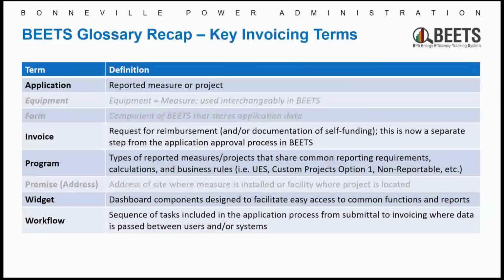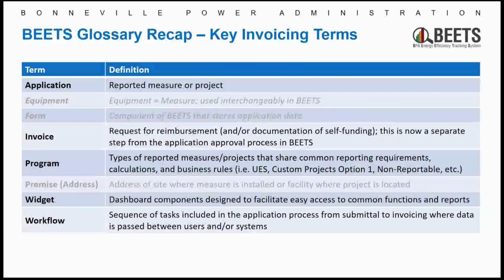The invoice is different than the application; this is the actual request for reimbursement for those applications. This also includes if you self-fund: you do also have to invoice something that is self-funded in the system to get it to process. This is a separate step, and we're going to show this in a couple of our follow-on slides, of how invoicing is different than the initial reporting of a measure or project to Bonneville for us to review.